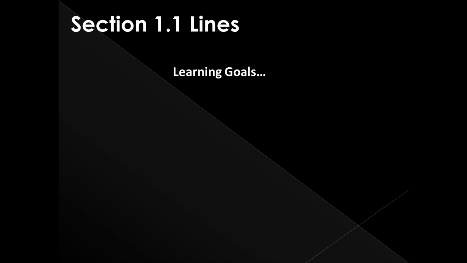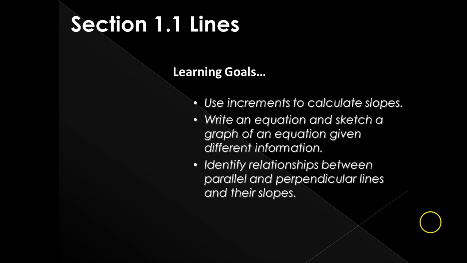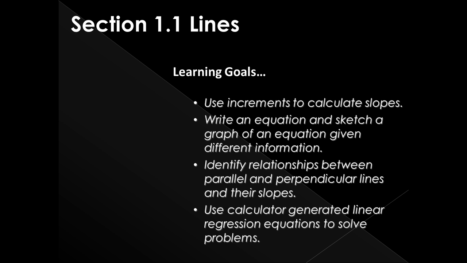What we're going to do here in section 1.1 is some very basic review of stuff that I know you already know. But things that we're going to see here in section 1, our learning goals are using increments to calculate slopes, writing the equation and sketching a graph of an equation given some different information. We're going to identify relationships between parallel and perpendicular lines and their slopes. And lastly, we're going to use our calculator to generate some linear regression models in order to solve some problems.